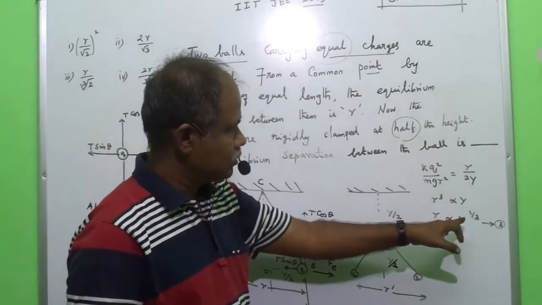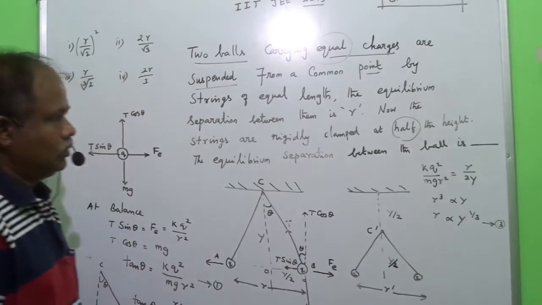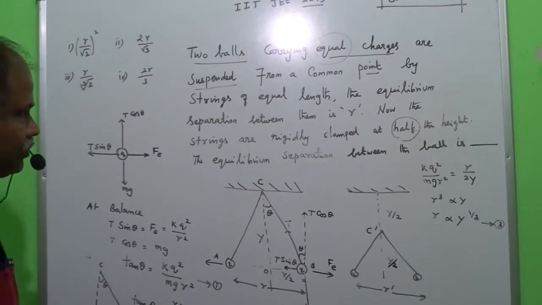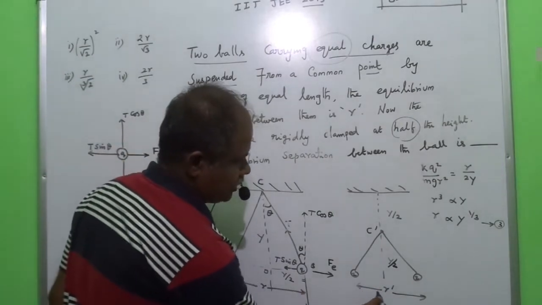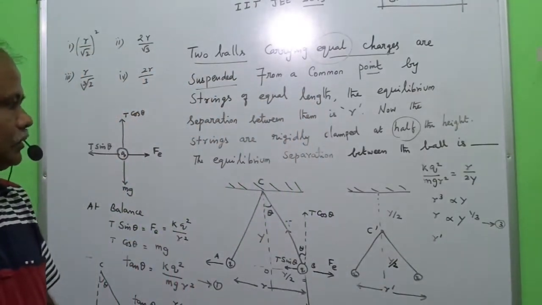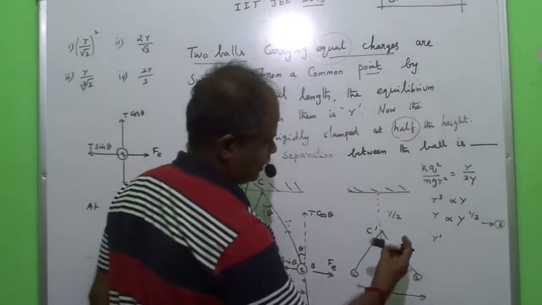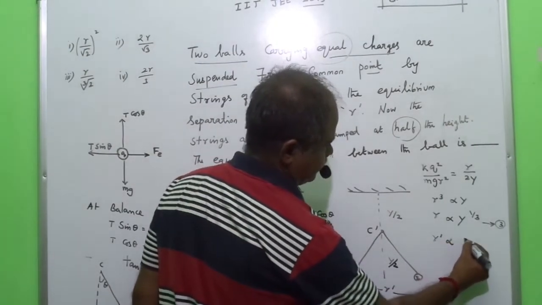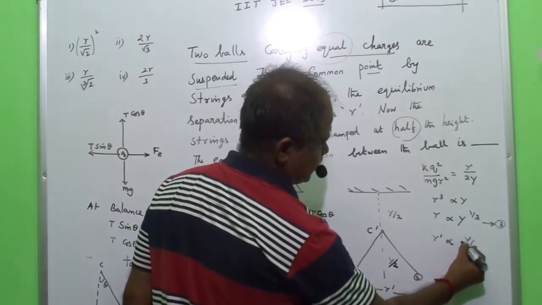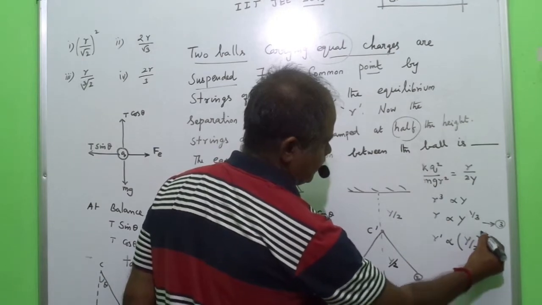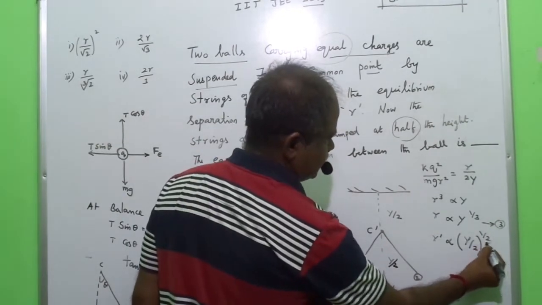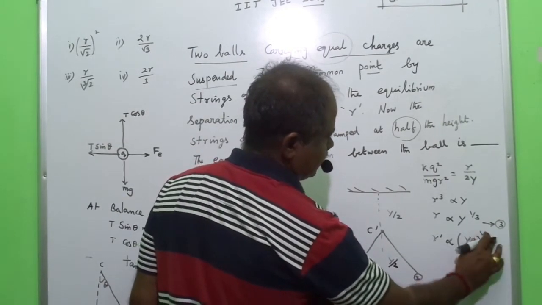Then R is equal to what? Y power 1 by 3. Now we are going to find R dash. Our aim is to find R dash only. That is, R dash is proportional to, instead of Y, here Y by 2. This is the second situation. Half of the clamp value is used. This is Y by 2 power 1 by 3.